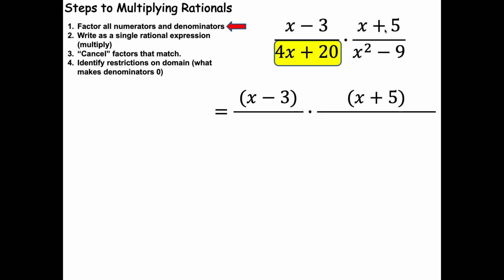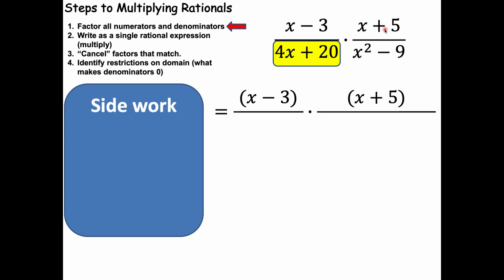4x plus 20. This one does have a GCF. So a little bit of side work here. If I want to factor 4x plus 20, I just find a common factor. So in this case, a 4 can come out of a 4x and a 20. So I'd pull a 4 out, and I'm left over with my x plus 5. Okay, so 4x plus 20 factors into 4 times (x plus 5). So that would go right down there.